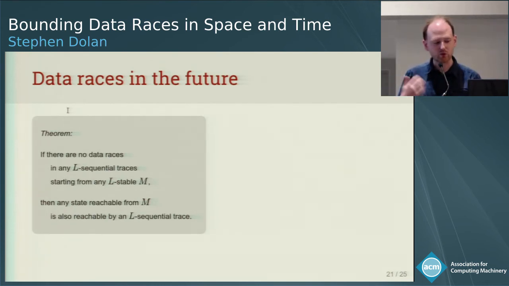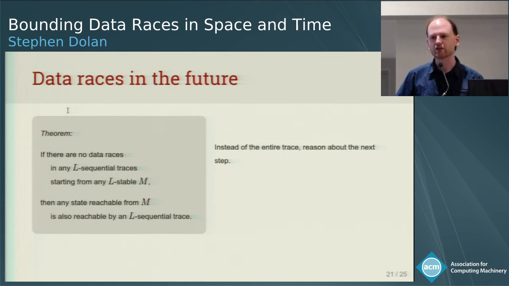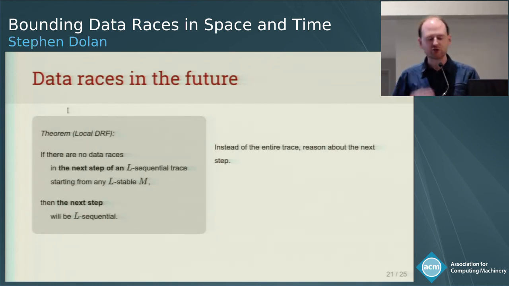we want to do this step by step. We want to say there might be data races eventually, but we're going to have sequential behavior until the next data race occurs. So instead of saying if there are no data races forever, then any state that we might ever reach we could reach sequentially, we'll say, if there are no data races right now, then the next step is going to be a sequential one. And that will continue for as many steps as you want, but it means that you can reason sequentially up until the point that there's the next data race.